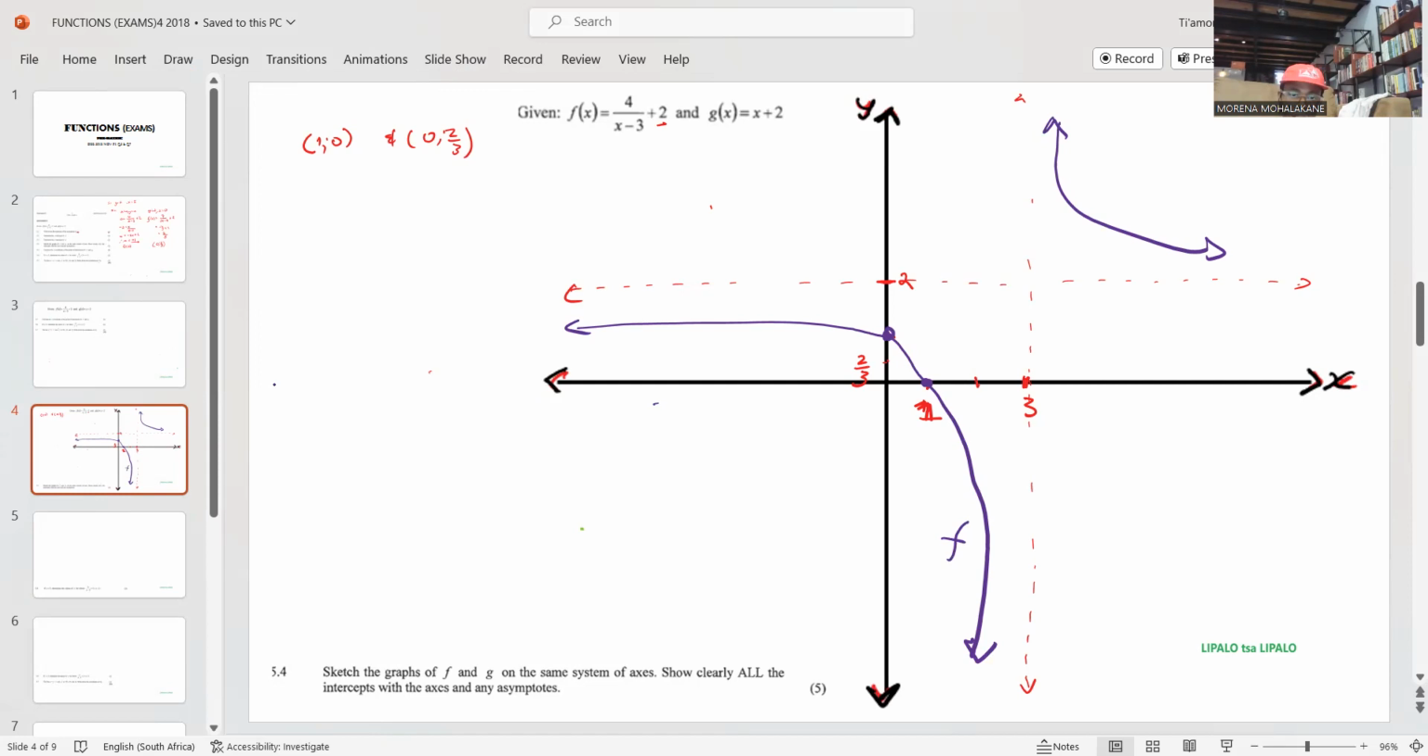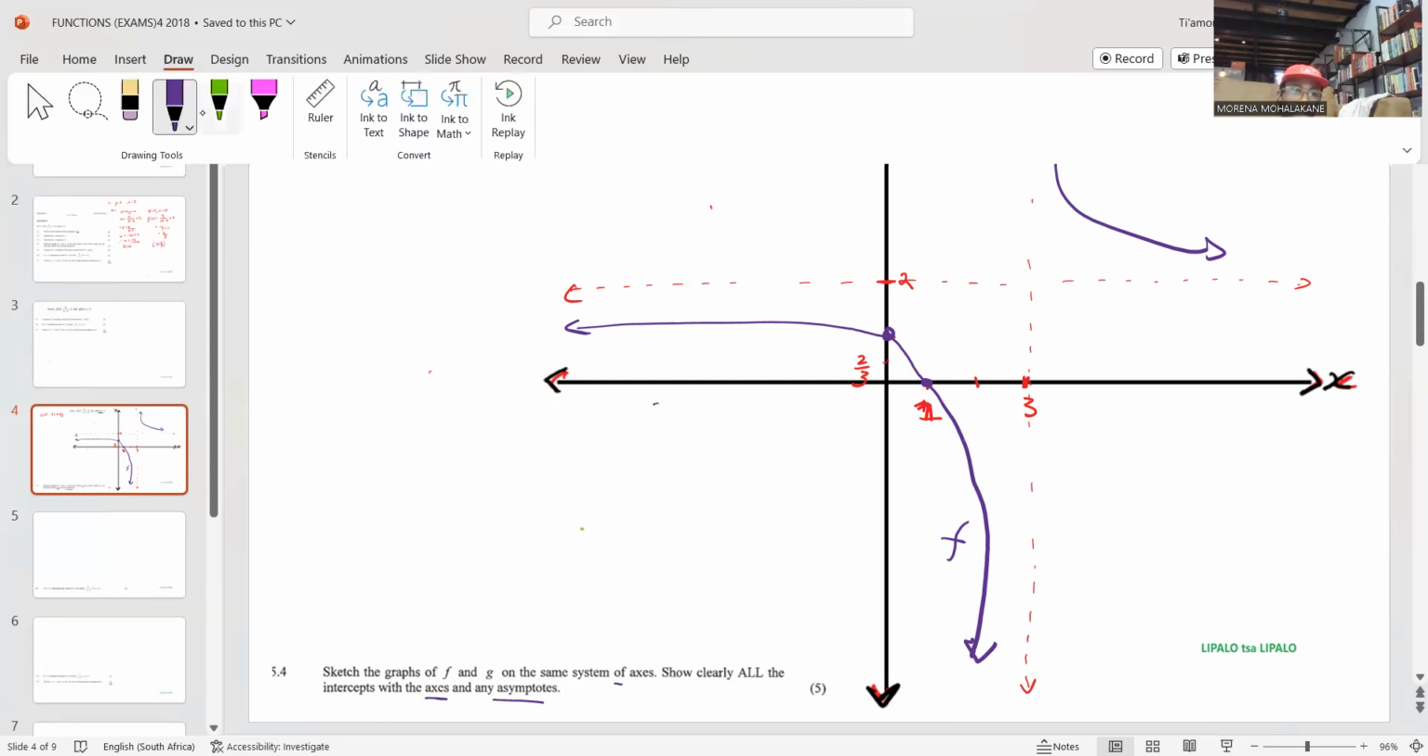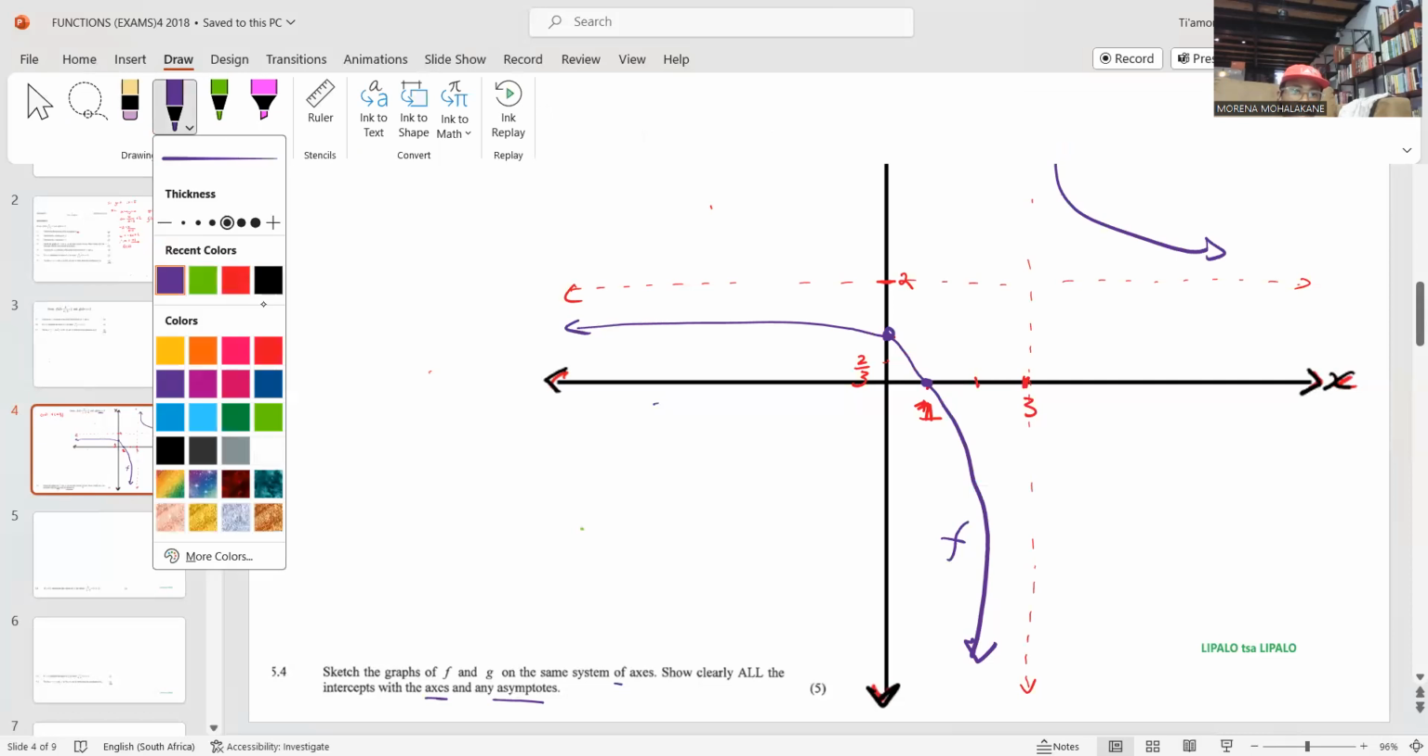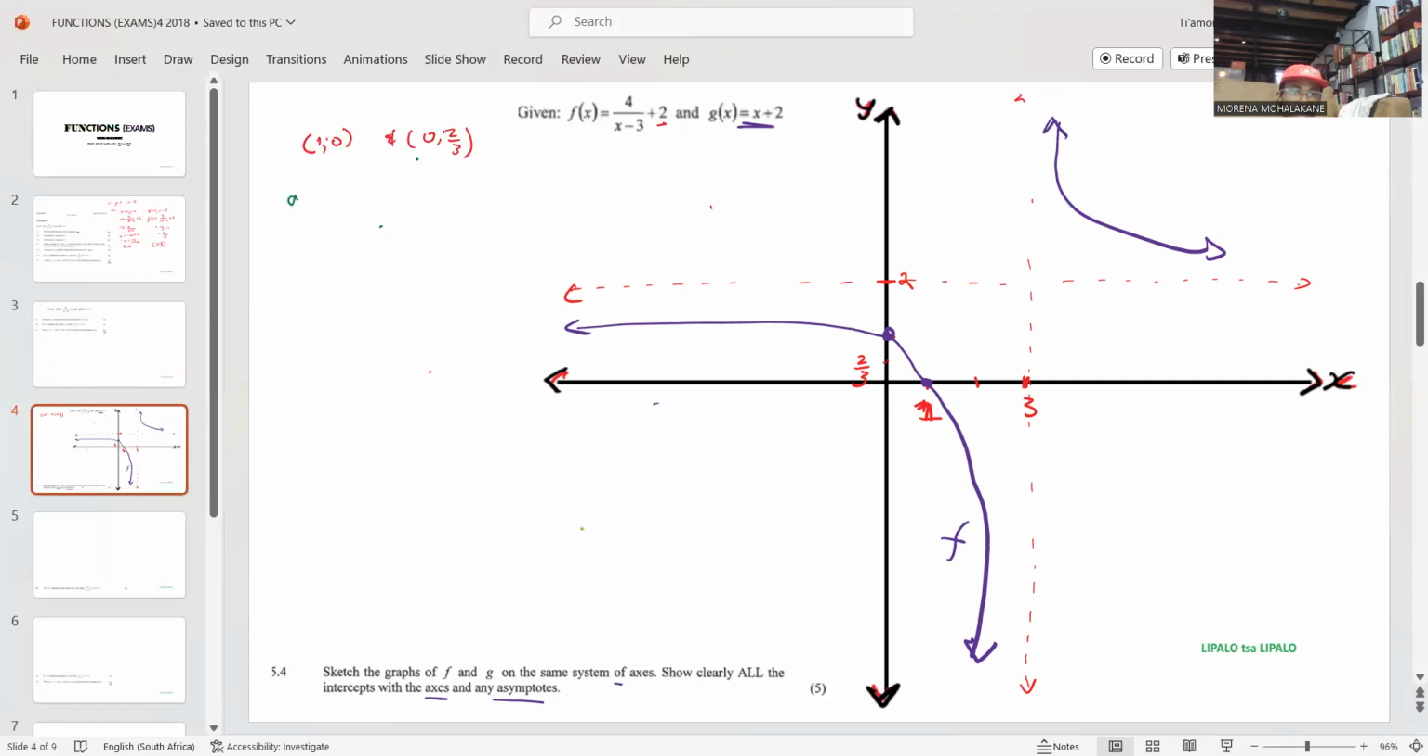I've shown all the axes and the asymptotes. Now I get to G. G is a straight line. With G, it's easy. For g of x, I use the dual intercept method. So for the x-intercept, y equals 0. So 0 equals x plus 2. Therefore, x equals -2. You have (-2, 0).